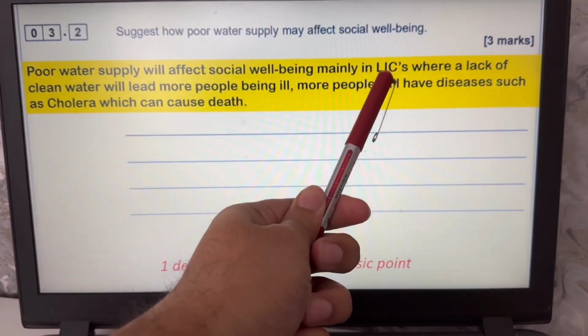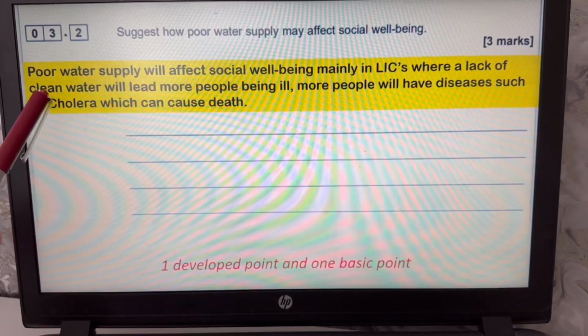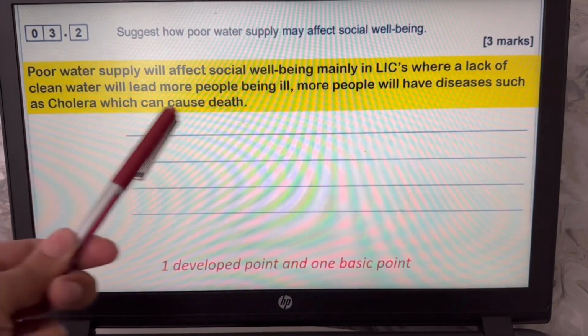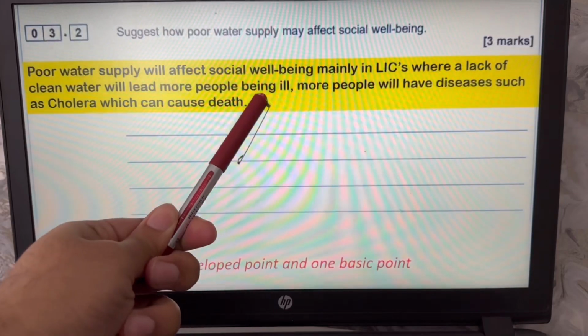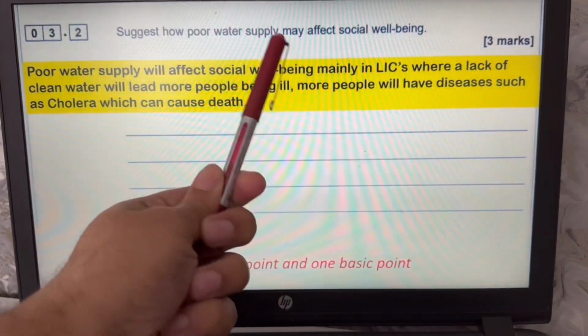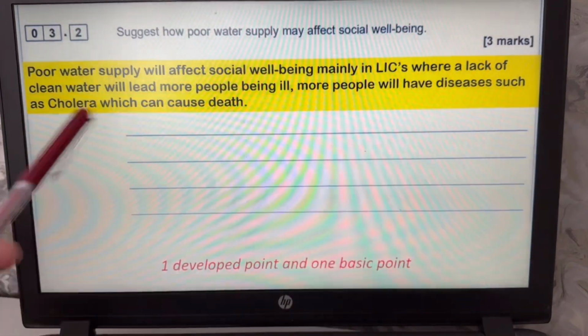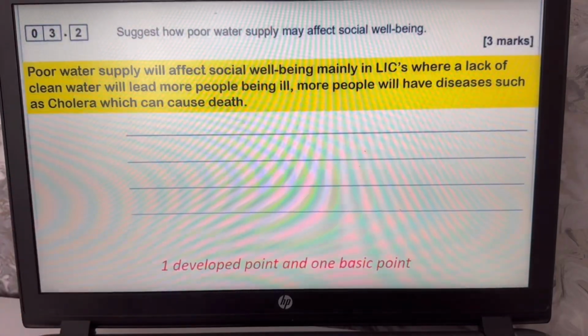I go in with saying that it's mainly more in LICs, where a lack of clean water will lead to more people basically falling ill. Now, I'd go into it in terms of if people fall ill, the disease related to water is obviously going to be cholera, which could potentially cause death.